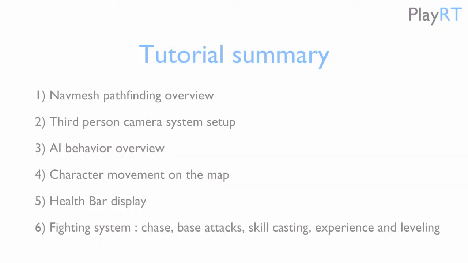This tutorial series will be split in 6 main parts. We will begin with an overview of the new nav mesh system inside the game engine. We will see how this module can help us to make the objects move in the scene and find their way inside the level from a starting point to a destination point.